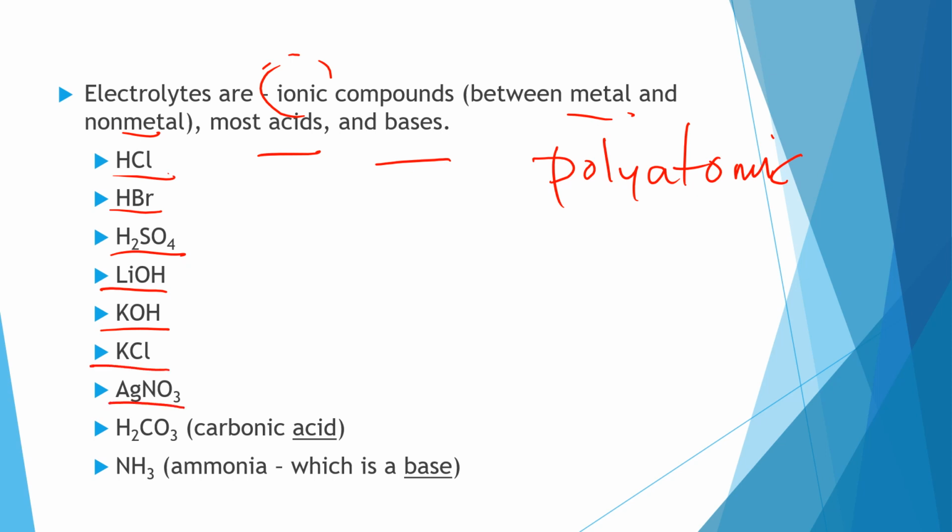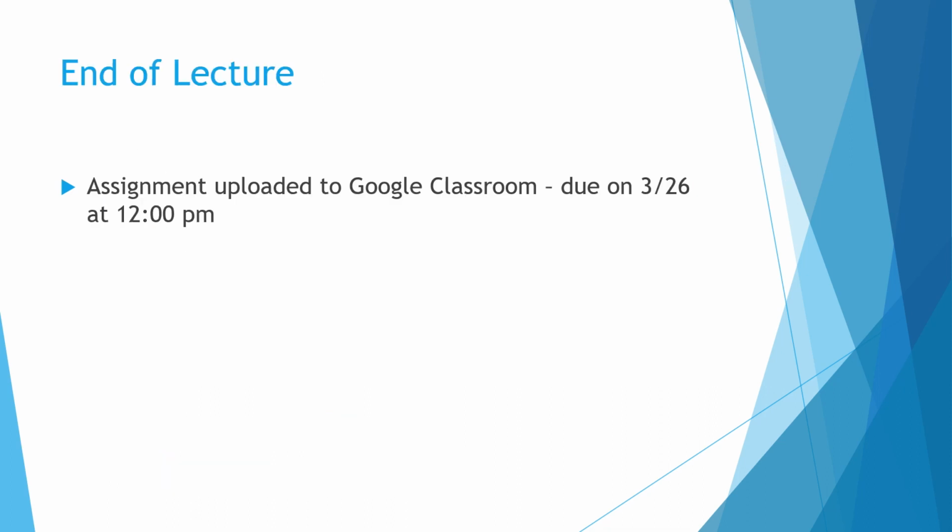Even though this has a lot of hydrogens and carbons and oxygens, this is carbonic acid. Therefore, it's an electrolyte. Ammonia is a base, NH3. Even though it has a lot of nonmetals, it's still considered a base, therefore it's an electrolyte.